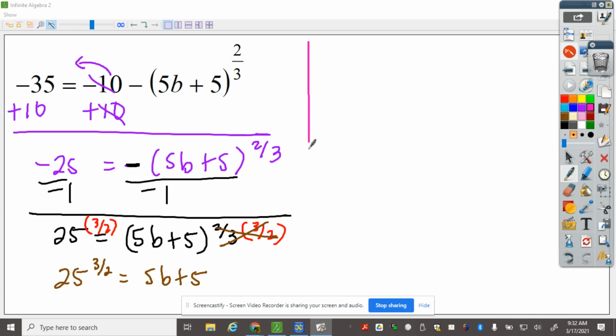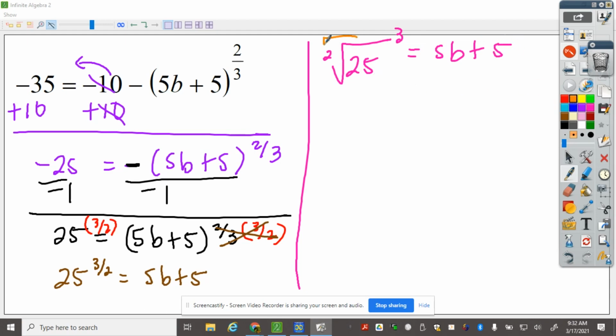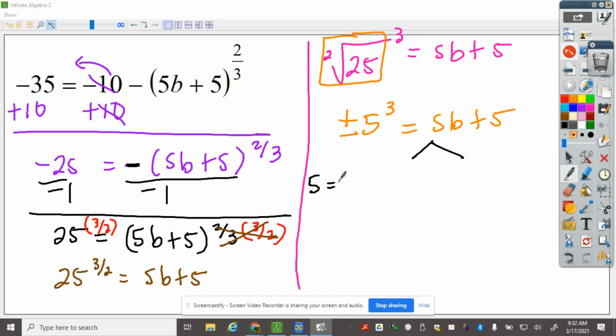We know that 25 raised to 3 halves is the same thing as the square root of 25 to the third power is equal to 5b plus 5. We know that the square root of 25 could be positive and negative 5, raised to the third power, is equal to 5b plus 5. From here, we have to split them into two. First is positive 5 to the third power is equal to 5b plus 5. The other one is negative 5 to the third power is equal to 5b plus 5.